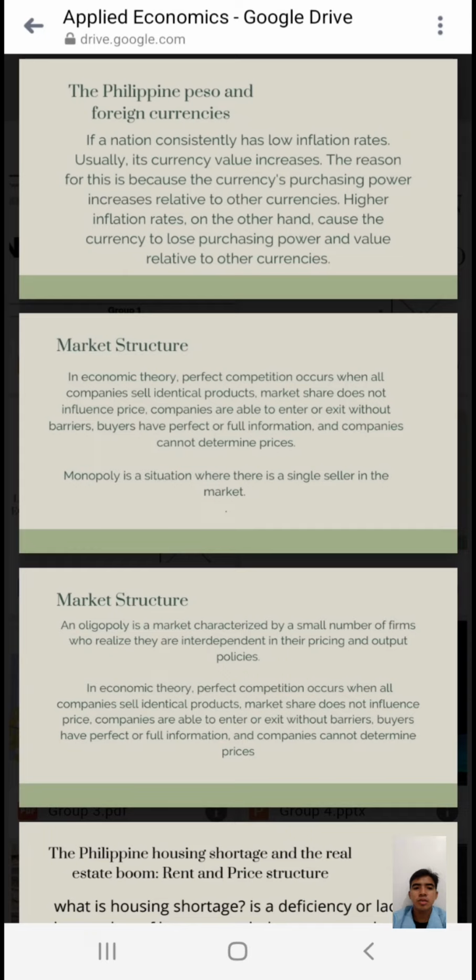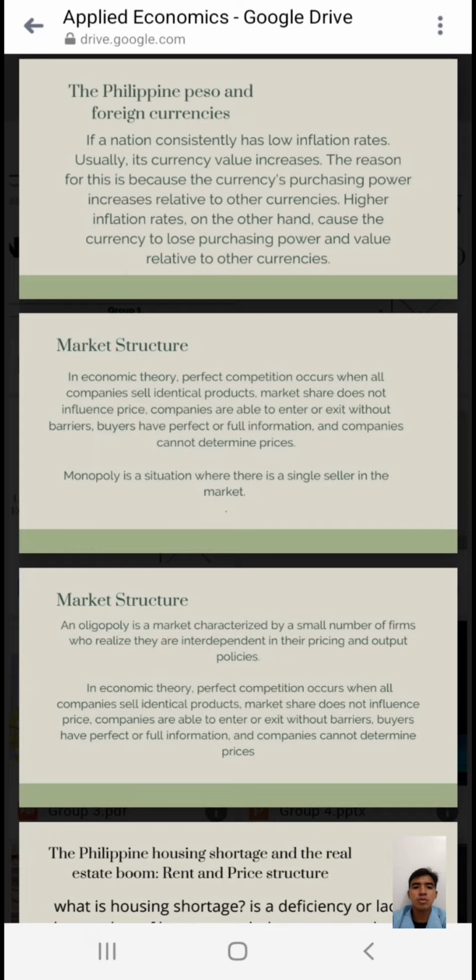Market structure. In economic theory, perfect competition occurs when all companies sell identical products. Market share does not influence price. Companies are able to enter or exit without barriers. Buyers have perfect or full information and companies cannot determine prices.